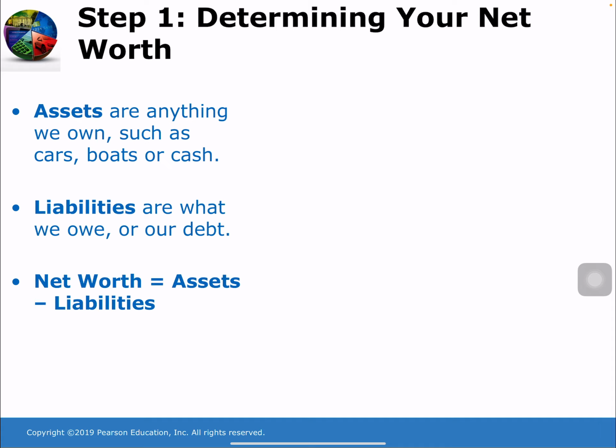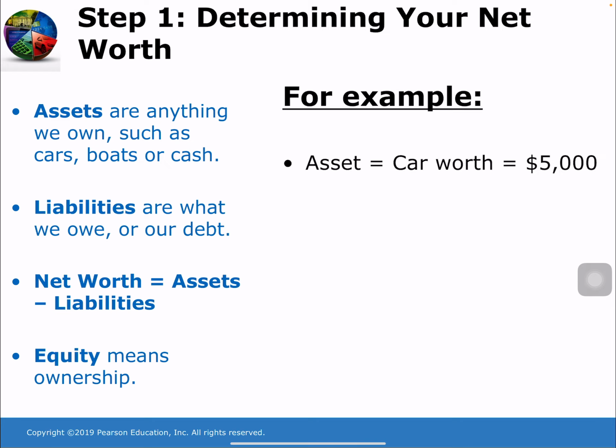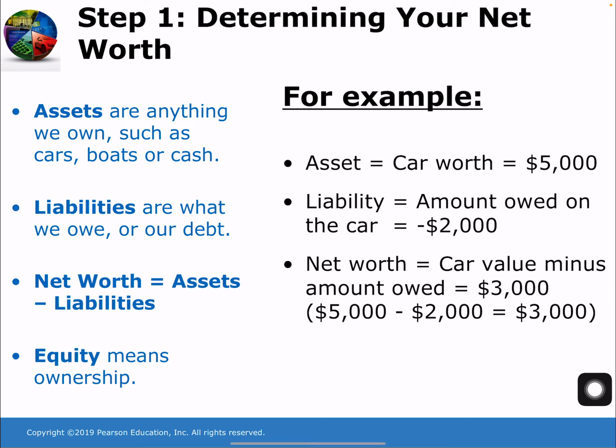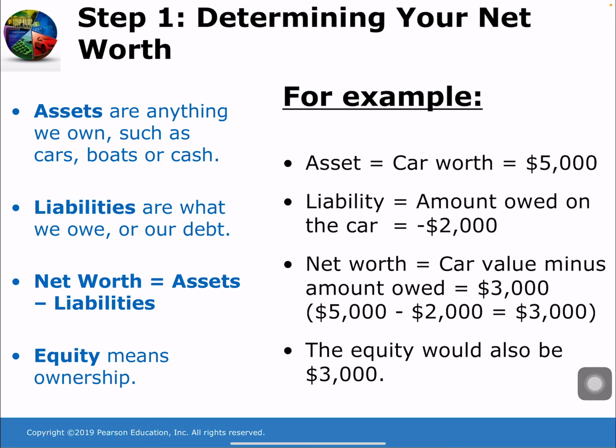Our net worth in turn is assets minus liabilities. Equity means ownership, so our equity would also be like our net worth. For example, we have assets. Maybe a car is worth $5,000. A liability would be that we owe $2,000 on the car. Maybe we don't own the whole car. So our net worth would be our car value minus the amount we owe. Our assets are $5,000, minus our liability, the amount we owe on the car, whether we owe it to the bank or to our parents. So our equity or our net worth would be $3,000. $5,000 minus $2,000 is $3,000.